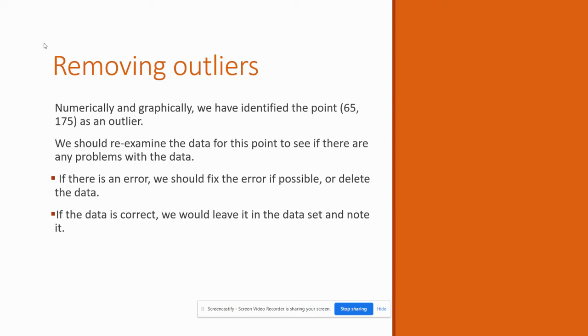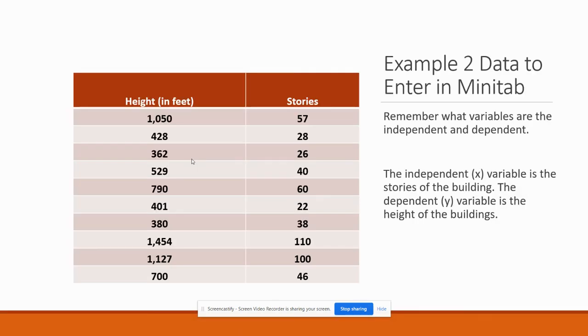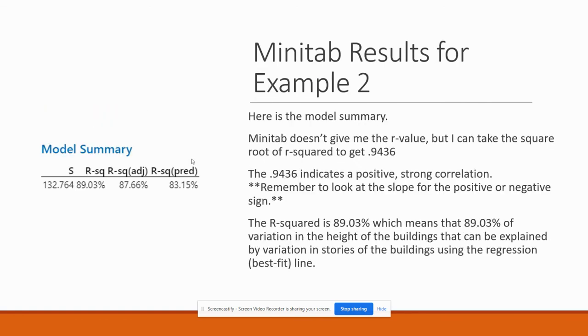So we had an outlier in the grade data set, where it was 65 and 175. Again, you can examine the data. If it's an error, you could delete it, but note it. If it's correct, leave it in there. So let me show you. When we go back to example 2, we did that data set, so go back and look at that.